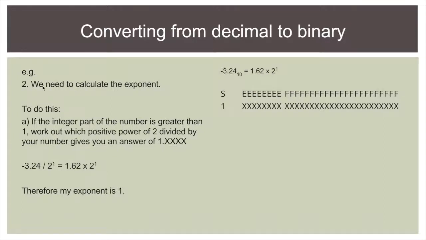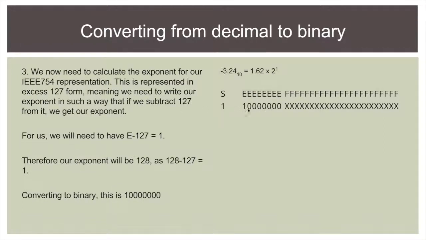So for this problem, we need to calculate the exponent, and this is the relevant part. The integer part of the number is greater than 1. So 3 is greater than 1. So we work out which positive power of 2 divided by your number gives you an answer of 1 point something. Okay, so minus 3.24 divided by 2 to the power of 1 gives you 1.62. Okay, we've already got a 1 point something, so that's it. My exponent's 1 because I divided by 2 to the power of 1 to get to there.